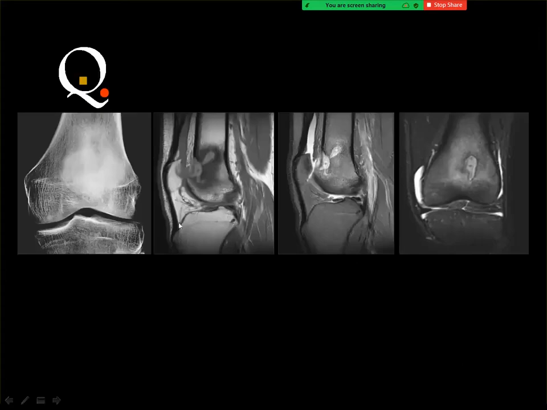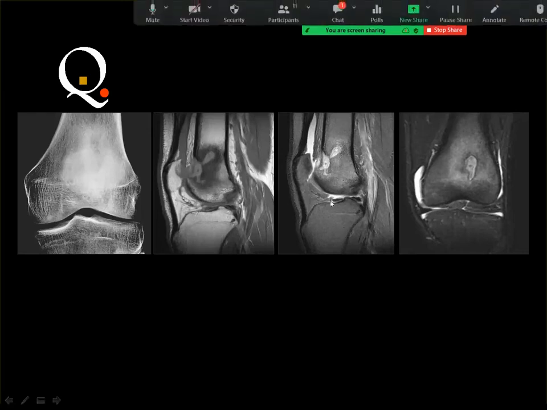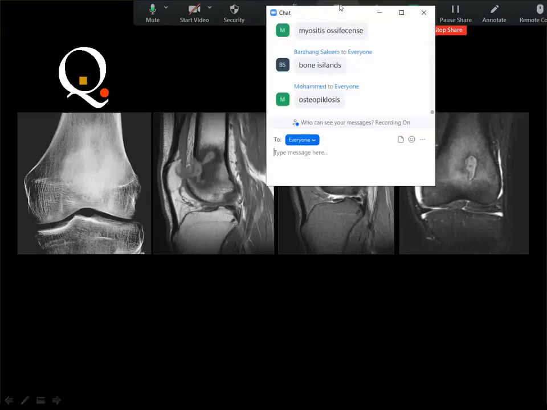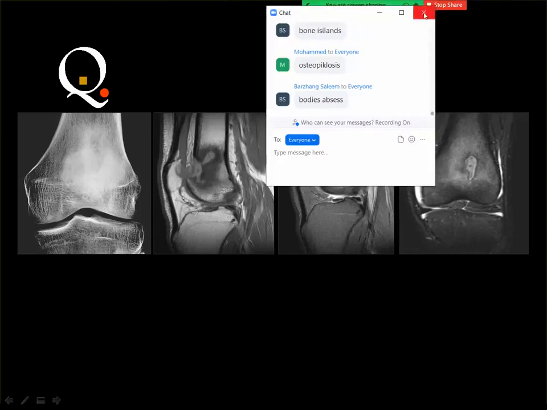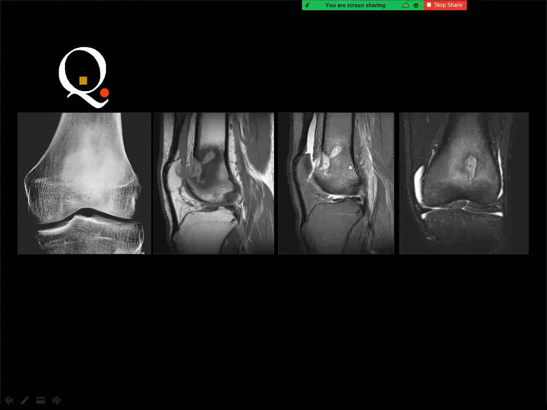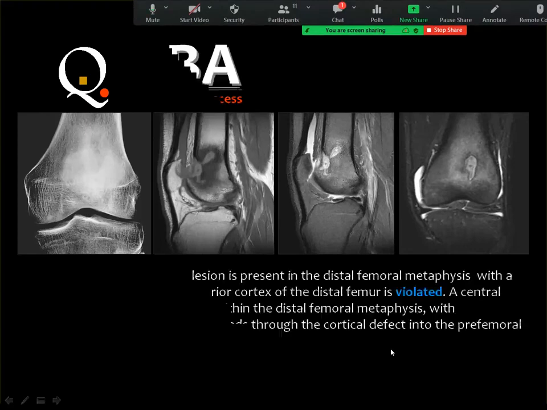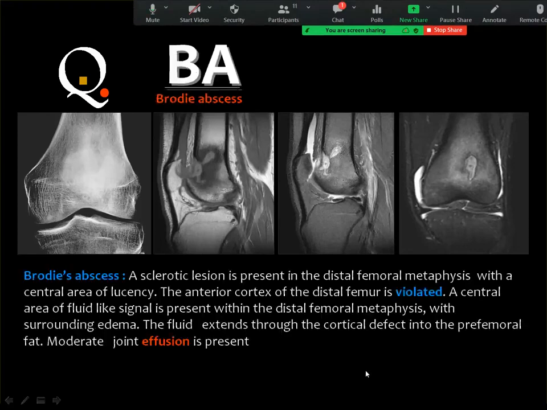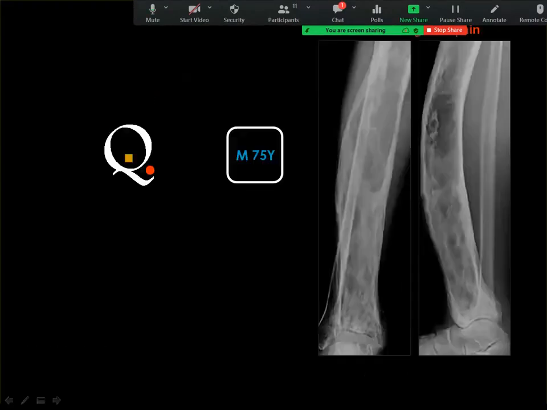Next, this is a case of plain X-ray of the knee, T1, T2, sagittal and coronal. Yes, this is a classic appearance of Brodie's abscess, which is surrounded by a halo of bone marrow edema, black in the T1 and bright in the T2 weighted images. This is a Brodie's abscess. Next case, male, 75 years old, and this is the tibia.